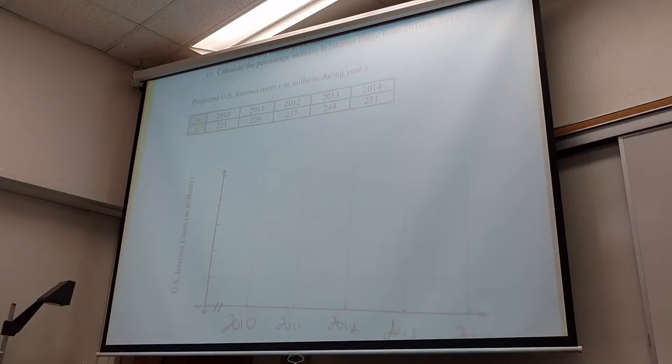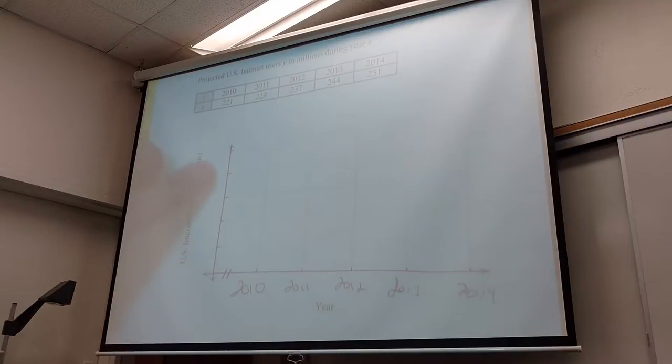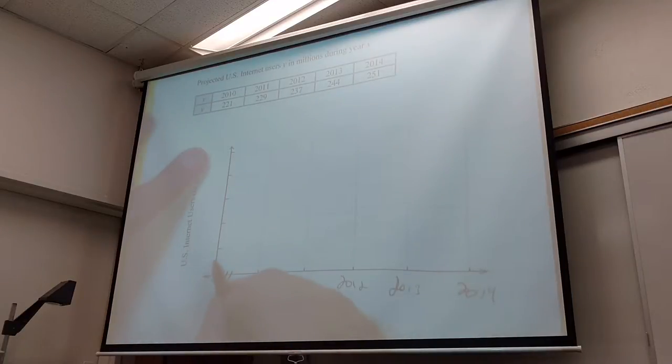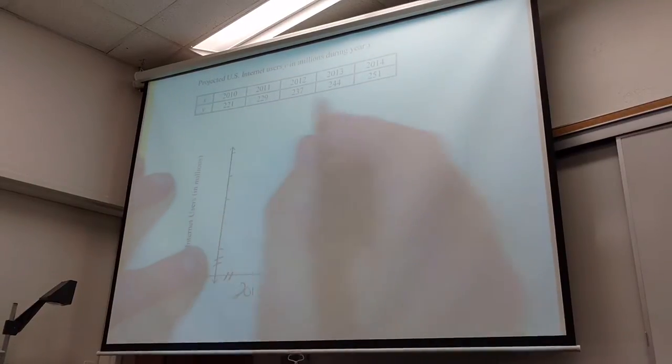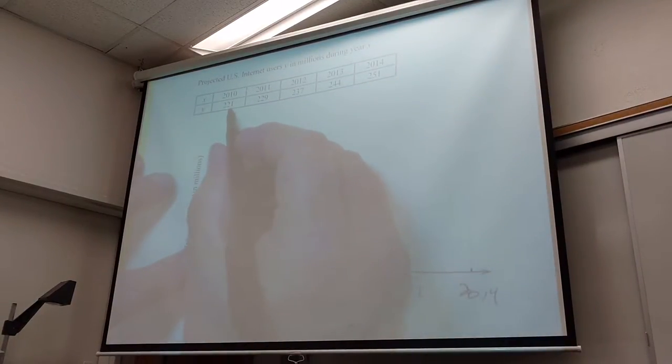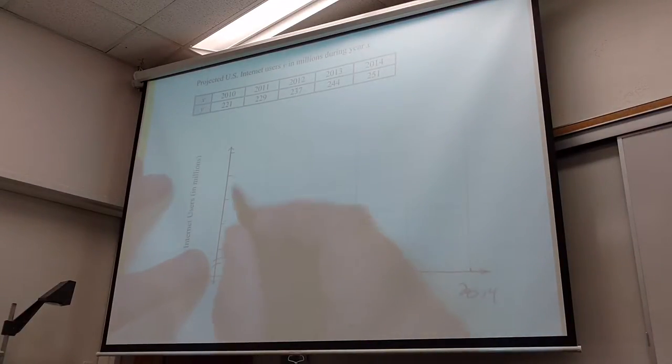So what about this axis here? What could I do? In this case, it's okay to do a break there also. And then what scale do you think I want to use? What's the lowest y value? 220. What's the highest one? 251. So maybe I do 220, 230, 240, 250, 260.